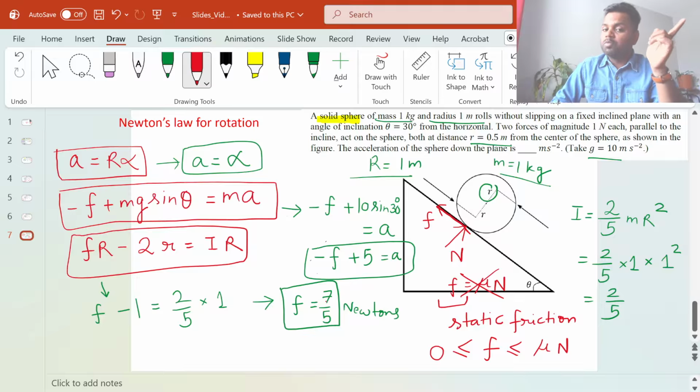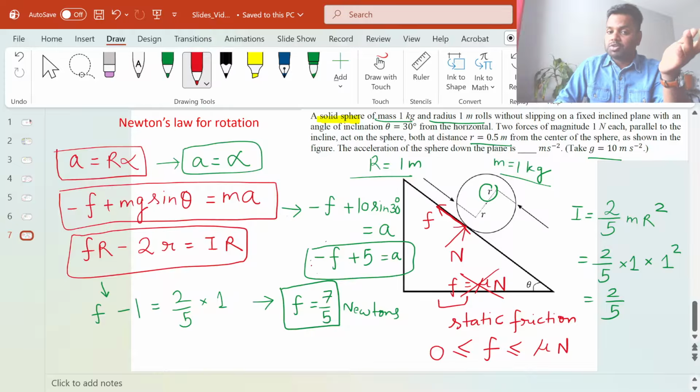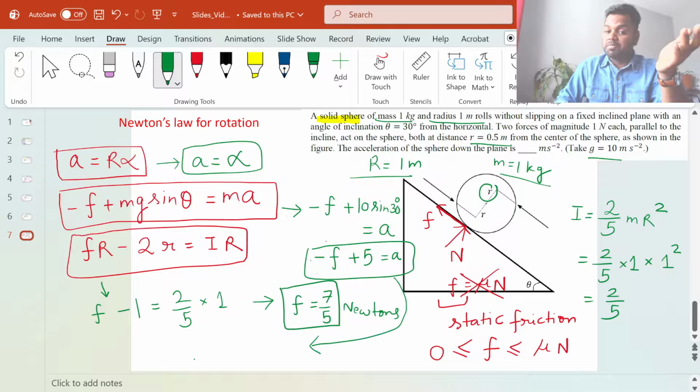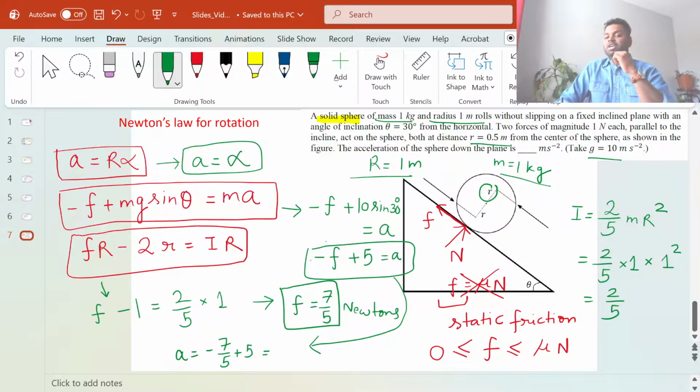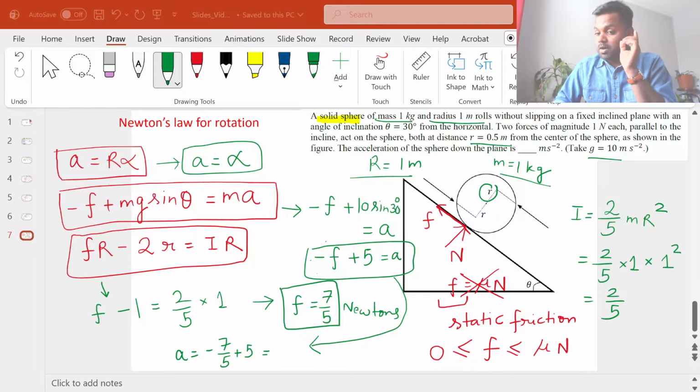And from here, if you put 7 by 5 here, that will give you A actually, and it's pretty straightforward. So what I will do from this here, you can see now it has become very straightforward. You have A equal to minus F minus 7 by 5 plus 5, right? And you will get your answer. Okay, so again, the static friction is in a range. That is the most important thing, one of the most important things you cannot forget.